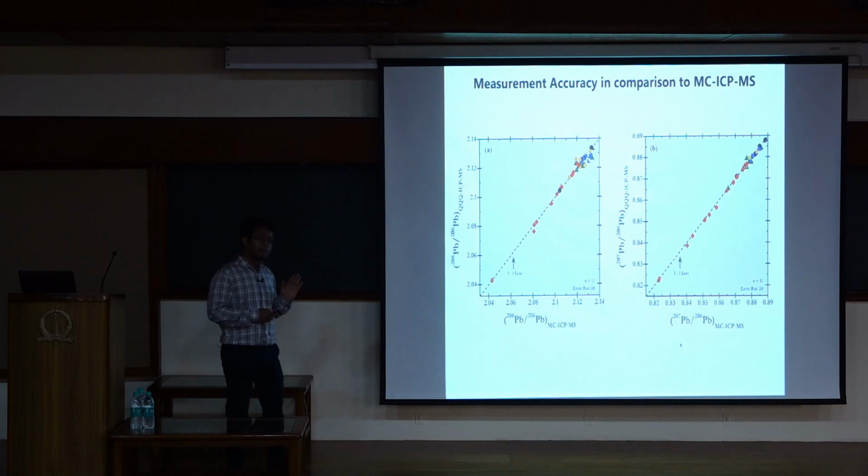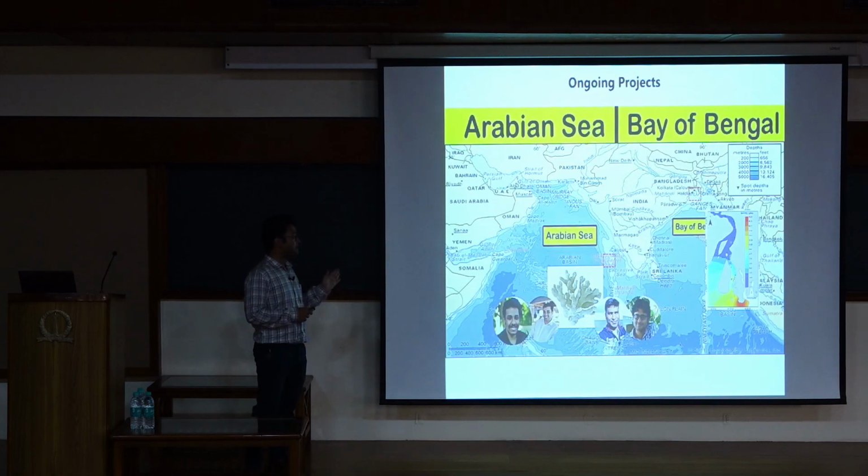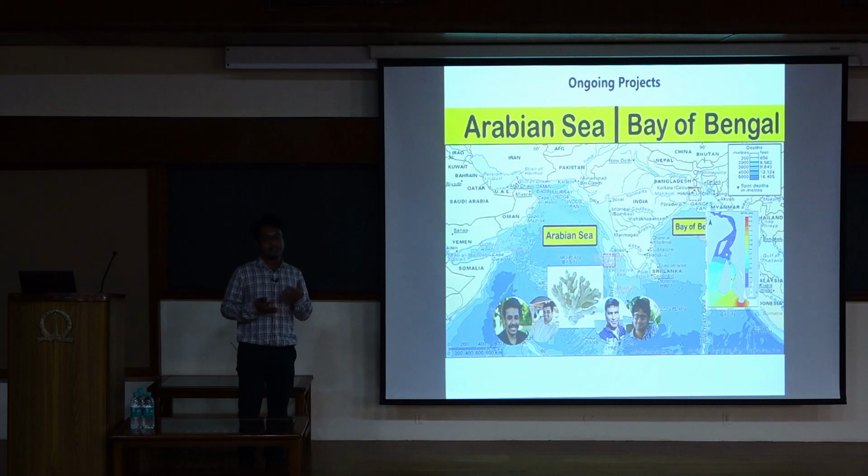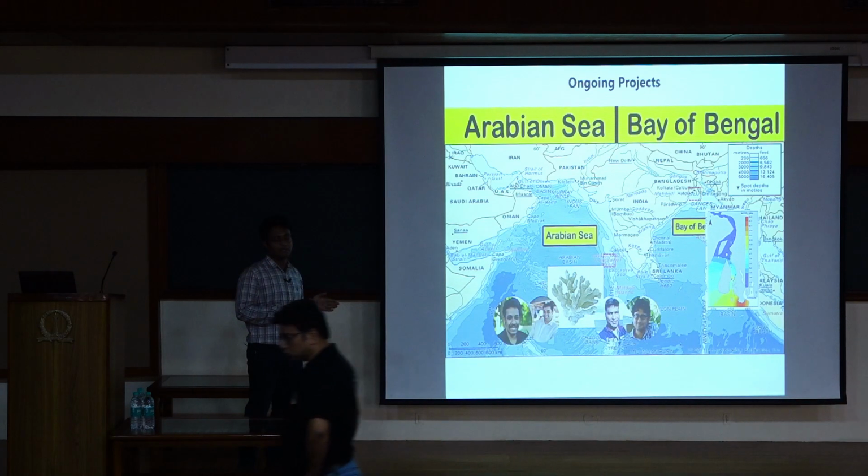So the analytical part is under control right now, and based on this method, we are currently working on two projects. One is on the Ganga estuarine system, where we have collected samples across the salinity gradient to understand how the Ganga, which is the biggest contributor to the Bay of Bengal, is contributing lead, because the estuarine environment is very complex and most of the elements get deposited because of the salinity gradient change. So we have collected the sediments as well as the water samples, and we are currently working on it.